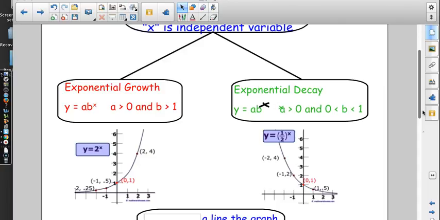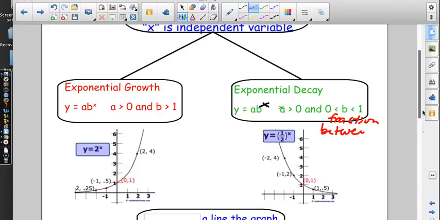Exponential decay, y equals a times b to the x, where what this really means is that b is a fraction between 0 and 1. When they say b is going to be greater than 0 and less than 1, yeah, it has to be a fraction between 0 and 1. And with both of these, they're telling us the number in front is going to be positive. So we're not doing reflections yet. What we're doing is just looking at the shape of this graph. And here's our parent function for growth, y equals 2 to the x.